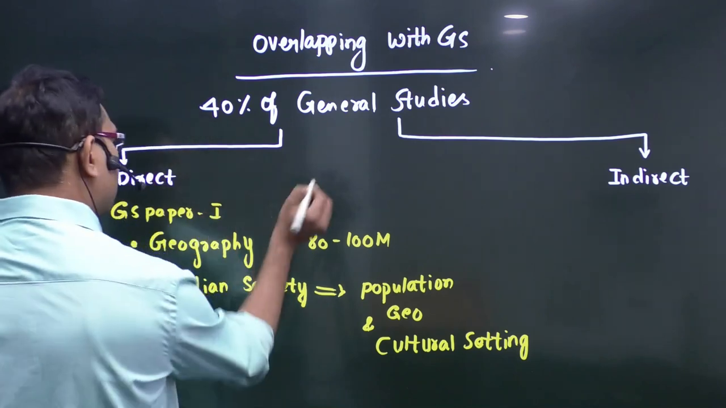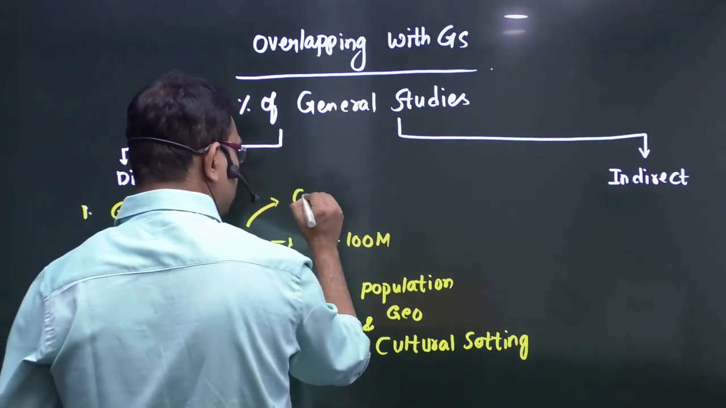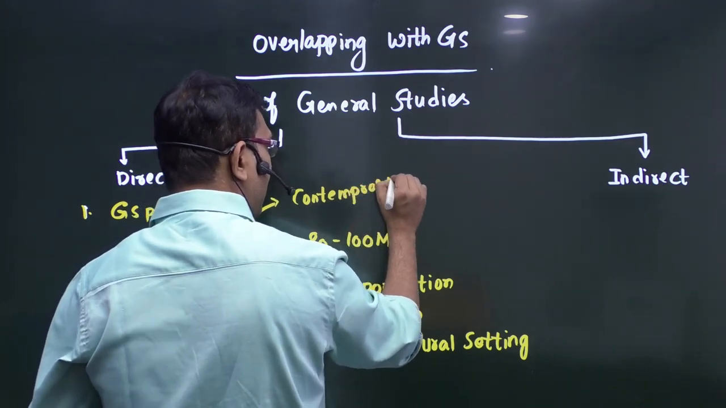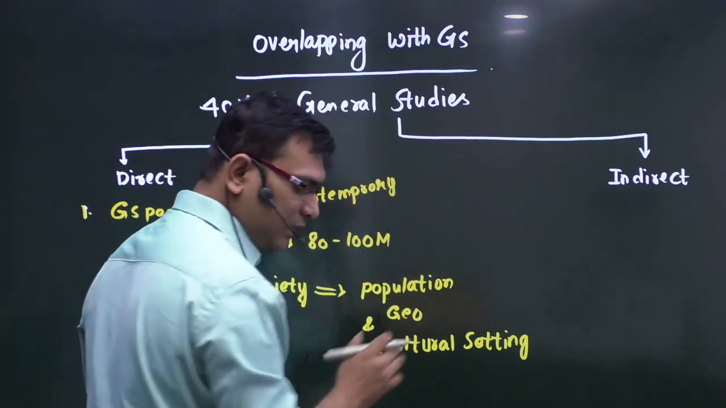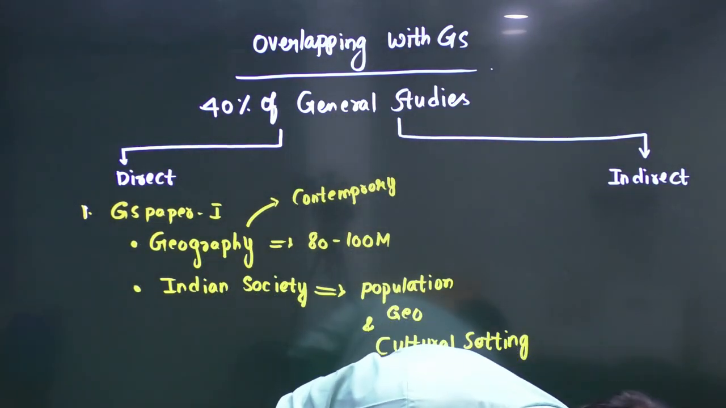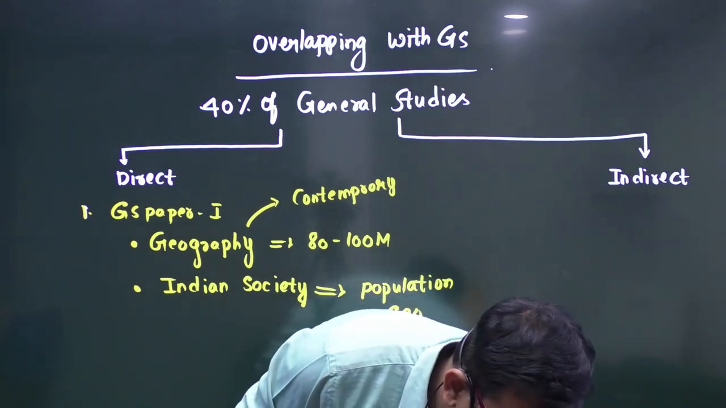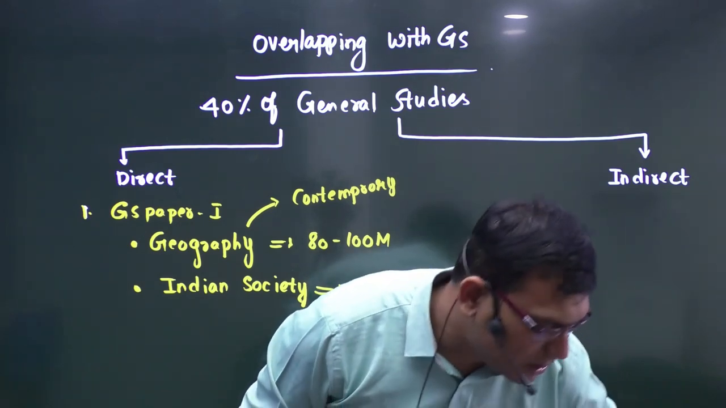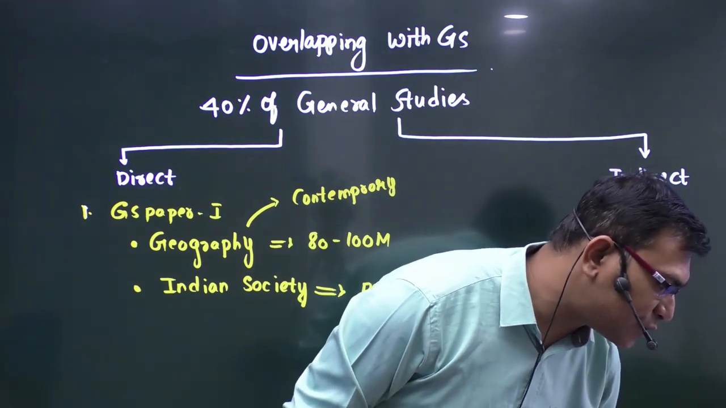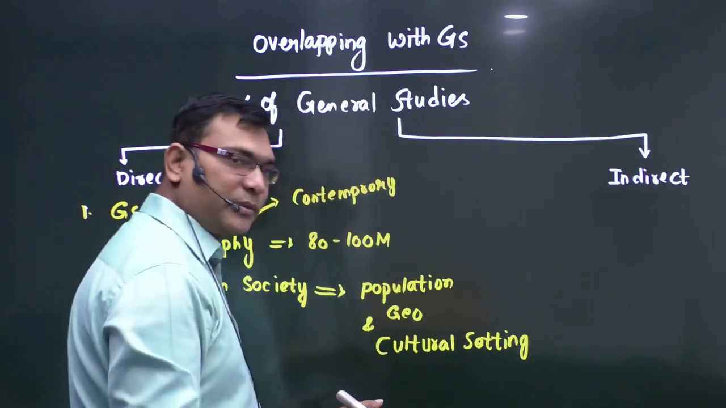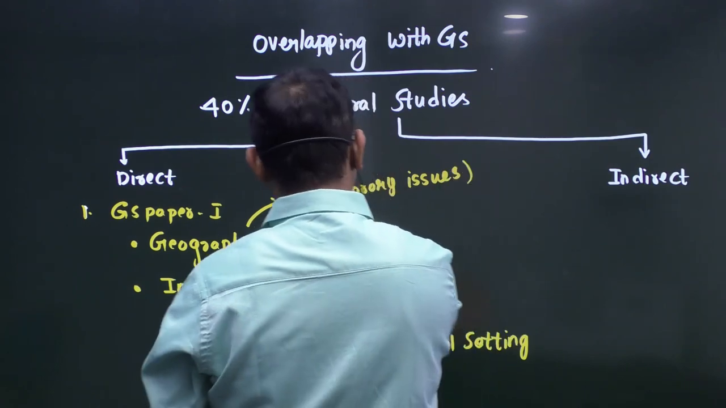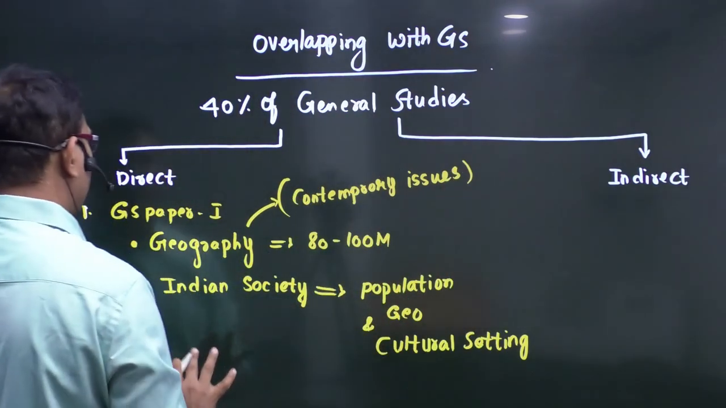And also here, most of the questions are contemporary. In your geography, if you see the paper 2 syllabus, you will find contemporary issues, ecological issues, environmental issues like that. So that will be covered here. Am I right? That also will be covered here. Okay, number two, this is direct.